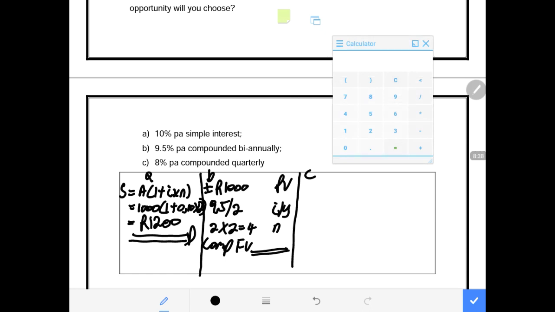Don't forget once again to clear your calculator at all times. Clearing the calculator, what does it mean? It means you press second function, alpha, 0, 0, and you clear the memory. Plus minus 1,000 is the present value. 9.5 divided by 2 is the interest. You press interest. And 2 times 2, you press n. Then you say compute future value. We can see that the future value is 1,203 rand 97 cents.